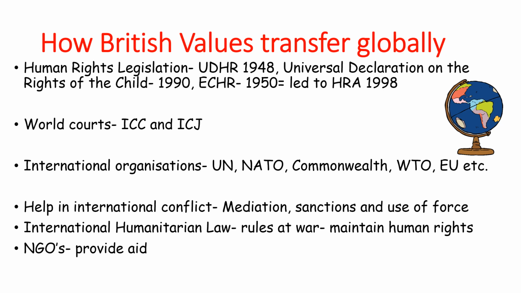The other thing that we can do is we can help in international conflict. So that might be through mediation, getting 2 sides to sit down and talk and work out a deal like the Good Friday Agreement with Ireland. It might be use of sanctions, so usually stopping trade with countries if they are doing things we disagree with. Or it could be use of force, which is where you send the military in, which is like what we have done in Iraq and Syria.